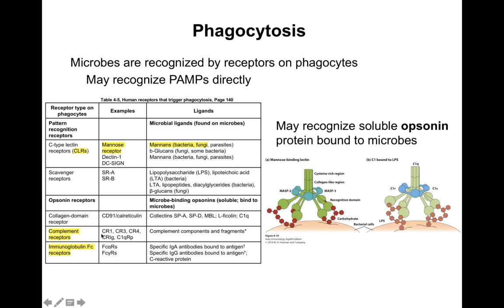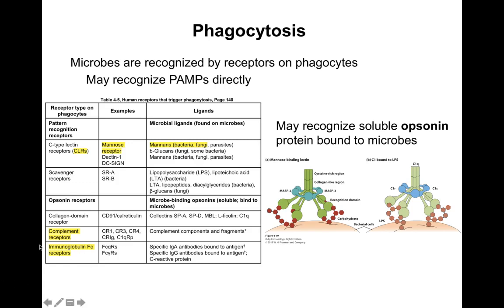So if CR1 is bound to complement proteins or components, that will activate the phagocytic cell to eat and destroy that pathogen even more.